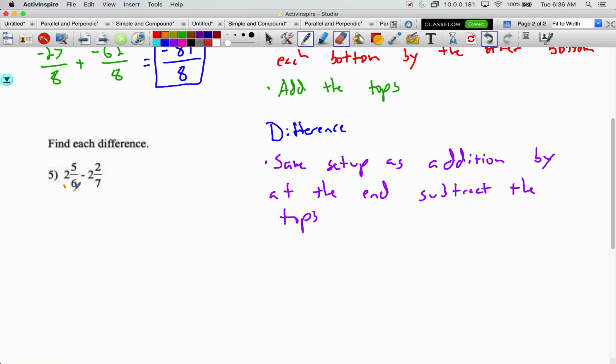I'm going to do the loop here and here. 2 times 6 is 12 plus 5 is 17. So I get 17 over 6 minus 2 times 7 is 14 plus 2 is 16. So 16 over 7. All right, I need to get a common denominator.